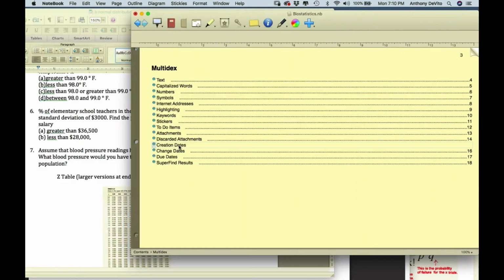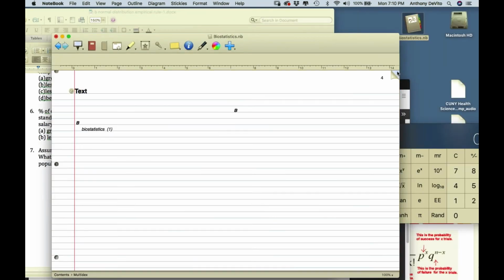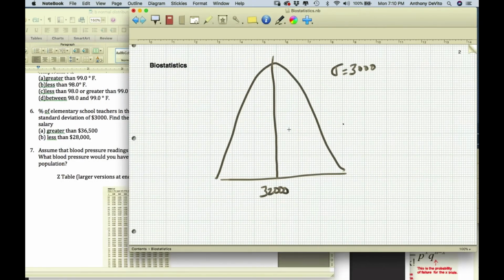So we're looking for greater than 36,500 or less than 28,000. So greater than this or less than this. I'm going to do this backwards. I'm going to start with the 28,000 first.